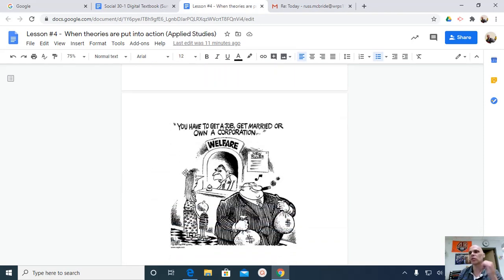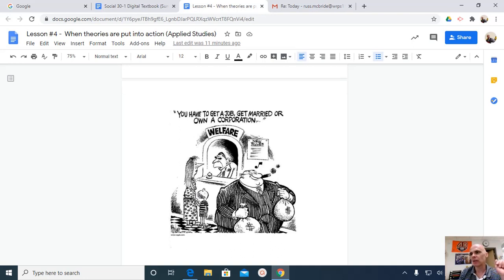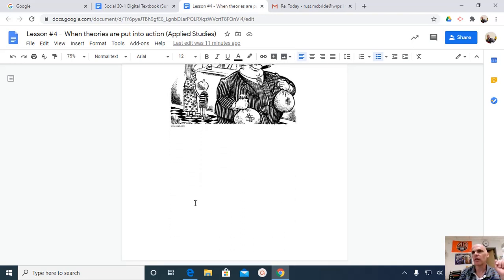And then there's some cartoons. This cartoon is being critical of the United States. Often people see corporations on welfare, but the individuals are being told that they must go get a job. So there's some irony there. All right, that, my friends, is a quick look at lesson number 4.